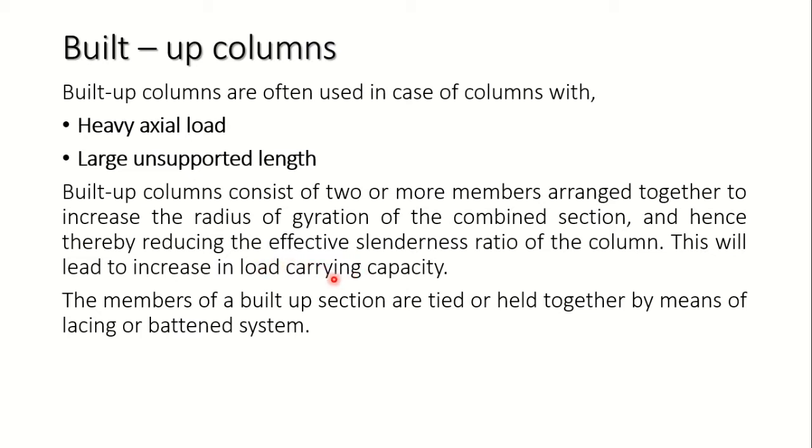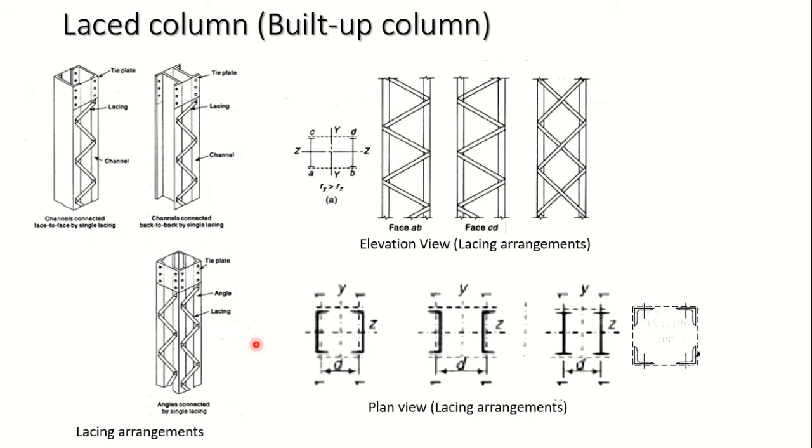Now when you use two or more members in a built-up column, they need to be connected or tied together, or held together by some means. Such a system through which we hold the different components of a built-up column together is called a lacing or batten system. We have two systems by which we can tie the members together. Either we go with the lacing system, or we can use the batten system. Accordingly, we come across two different types of built-up columns, which we call a laced column or a battened column.